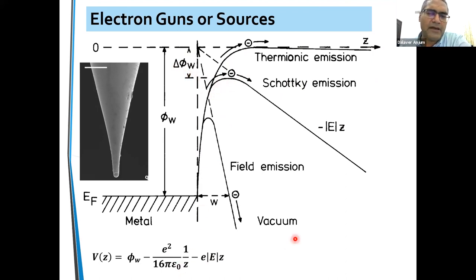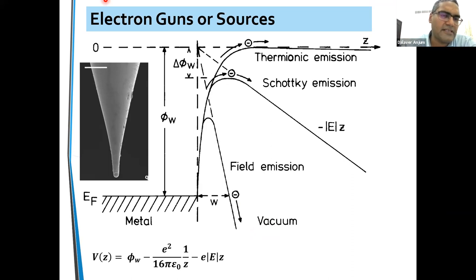And if you keep increasing the electric field, you can keep changing the profile of the overall work function. You bring it to such a small scale that electrons don't need to jump over it, but they can tunnel through it. And that is called field emission. Field emission is basically electron tunneling current.